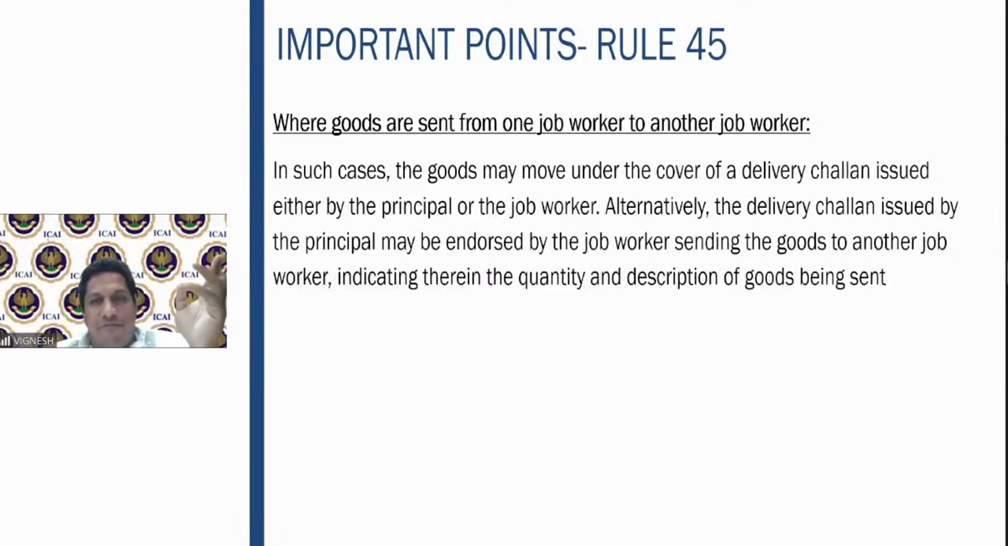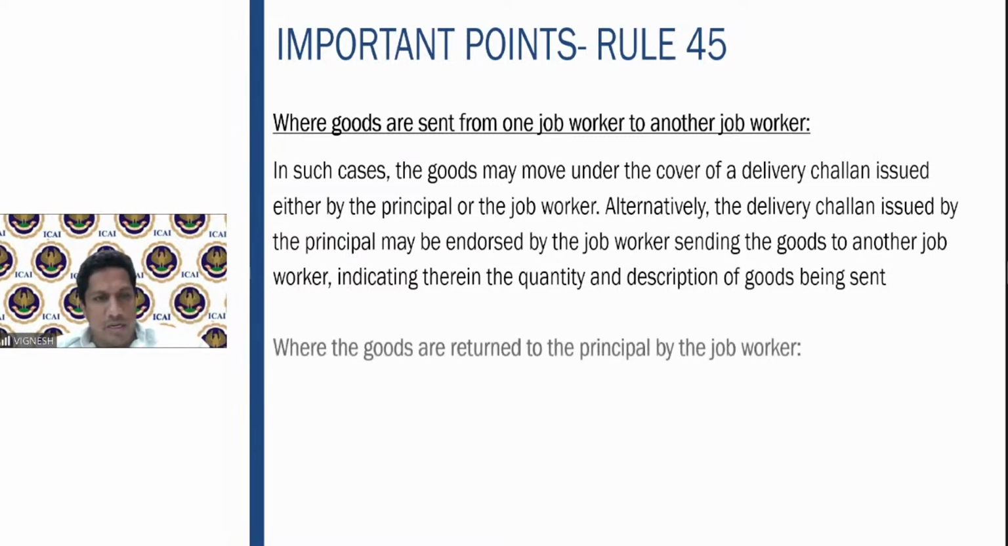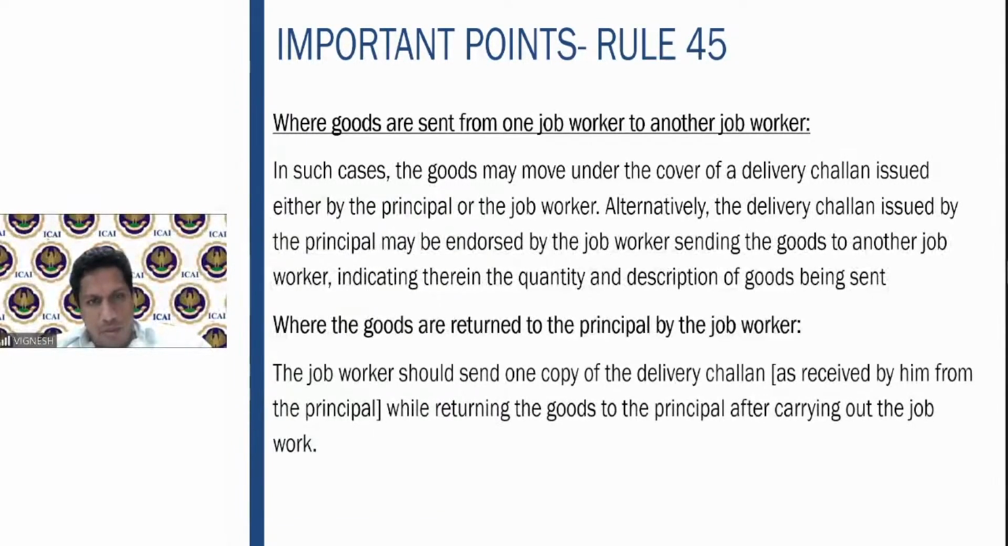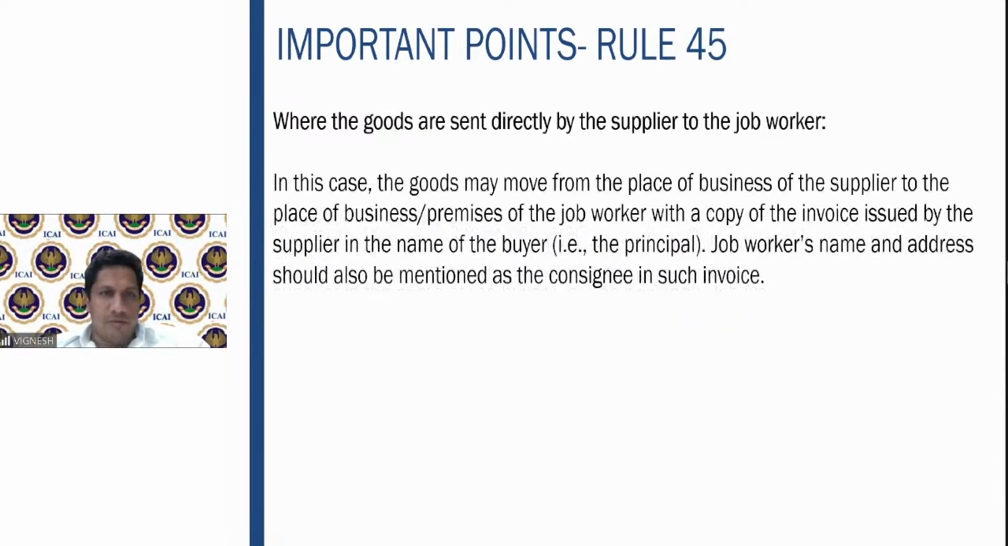When goods are sent from one job worker to the other job worker, what is to be done? Again, the delivery challan can be issued either by the principal or the job worker also. Accordingly, the delivery challan issued by the principal may be endorsed by the job worker, indicating the quantity and description. When the goods are returned, he should send one copy of the delivery challan while returning after carrying out the job work.